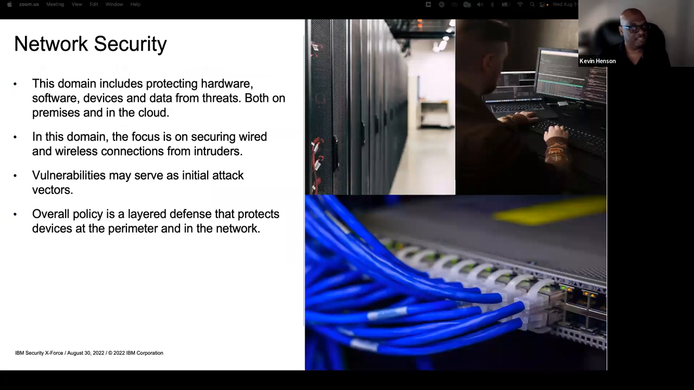The next domain is network security. So this domain includes protecting hardware, software, devices and data from threats, both on premise, which means within the organization itself, and within the cloud, which means mostly in a remote location. And this domain focuses on securing our wireless and wired connections from intruders.